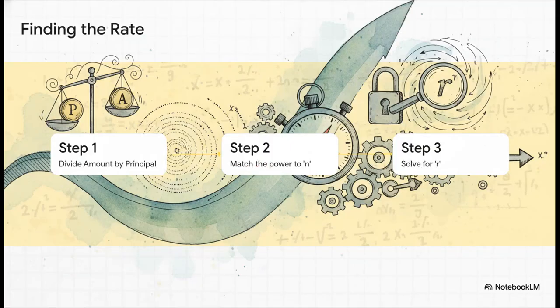Okay, let's step it up a notch. What if the rate is the missing piece? The logic shifts just a little bit here. First, we divide our final amount by our starting principal. Then, and this is the clever part, we have to express that ratio as a number raised to the power of n. Once those exponents match, we can drop them and simply solve for r.